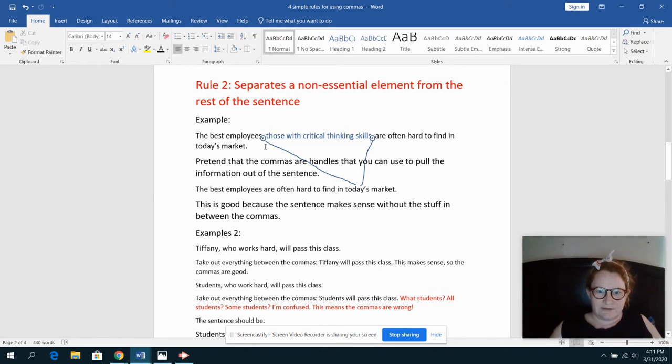So pretend like the commas, here and here, are handles, and you can use those handles to pull all that information that's in blue out of the sentence. You'd end up with the best employees are often hard to find in today's market. This is good because the sentence makes sense without the stuff that's in between the commas. So if you can take it out and the sentence still makes sense, you can put commas around it.